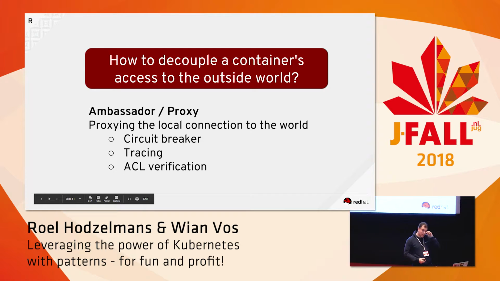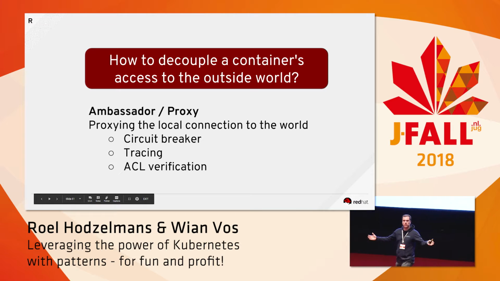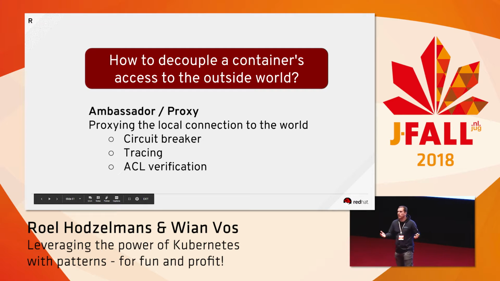How to decouple a container's access to the outside world. This is another specialization of a sidecar container. Instead of a normal sidecar container, you add an ambassador or a proxy container or sidecar. And this will proxy the connection to the outside world. Most of the time, this is used for circuit breaking, tracing, access control lists, and the like. Who knows the best known example for this? Thank you, Istio. That's the service mesh, the Envoy proxy sidecar, ambassador container. That's a lot of words, but in the end, it's a proxy.